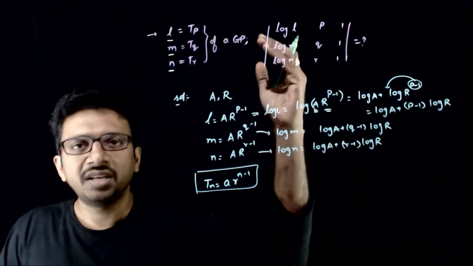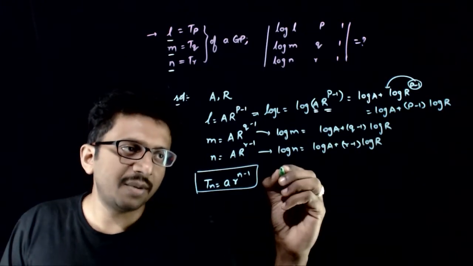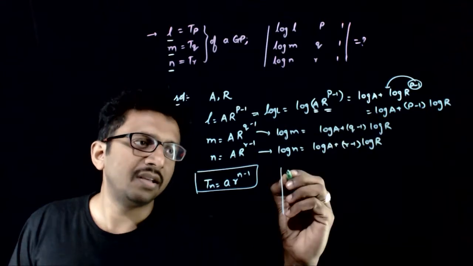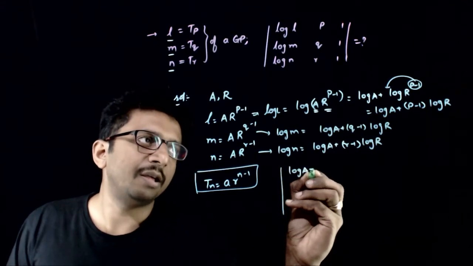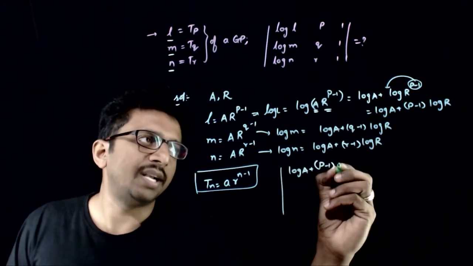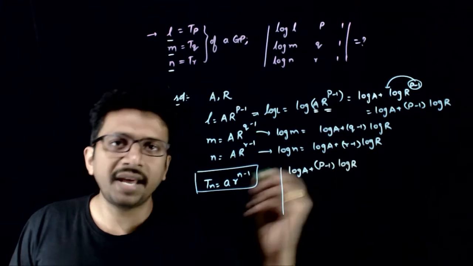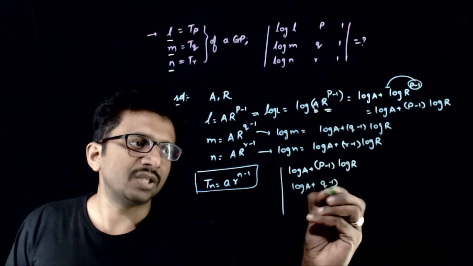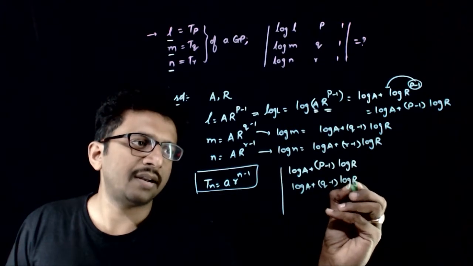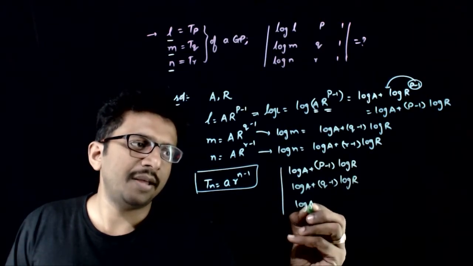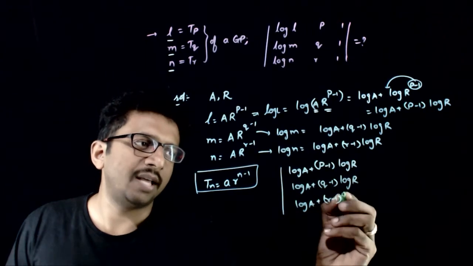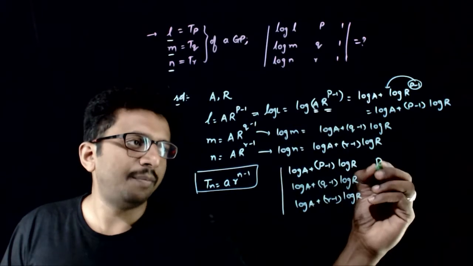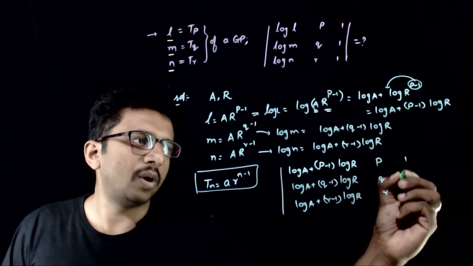Now if you use this in this determinant, this determinant will become the determinant with first row log A plus P minus 1 times log R, log A plus Q minus 1 times log R, log A plus R minus 1 times log R, and then you have P, Q, R, and 1, 1, 1.